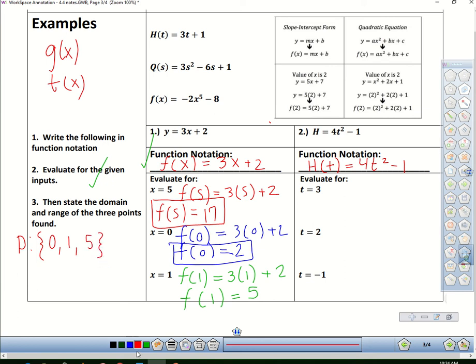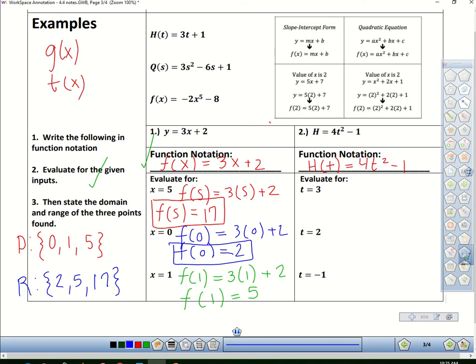That's our domain. And what did we receive when we put those values into the function? That's our range. Good, and what are those numbers? 2, 5, and 17. So that's your domain and that's your range. You guys see the difference there? Yeah. So the range is what you receive when you plug in the independent variables.